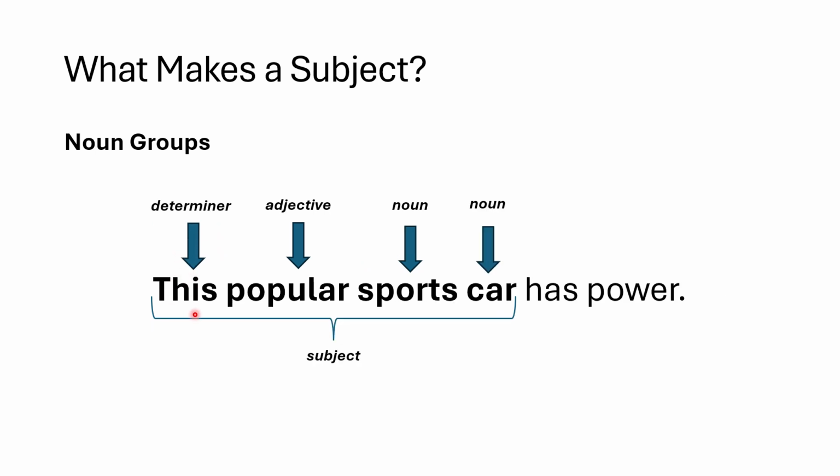Determiner, this. Adjective, popular. Noun, sports. Noun, car. Subject, this popular sports car. This popular sports car has power. Sometimes nouns can describe other nouns. The main noun in this sentence is car. Sports is a noun modifier. It describes the car. The subject is a noun group.